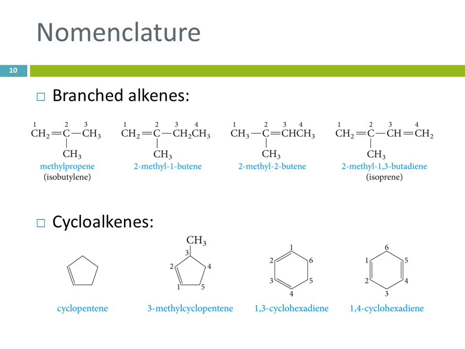Branched alkenes, we have to remember that we keep the double bond in the main chain. So here, the IUPAC name for this guy, we have 3 carbons, that's propene, and this is methylpropene. Why doesn't that need a number? I had to think about that for a second.